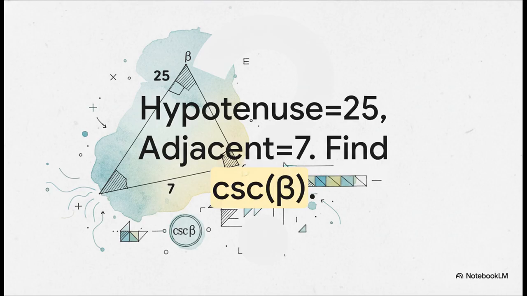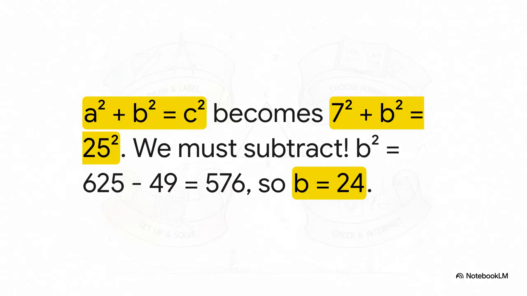We need to find the cosecant of beta. Okay, back to step 1, but watch out for the twist. This time, we already have the hypotenuse, right? The 25, that's our C. So that means to find the missing leg, we're going to have to subtract.